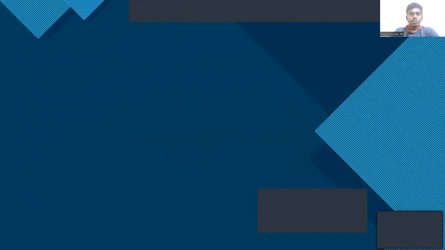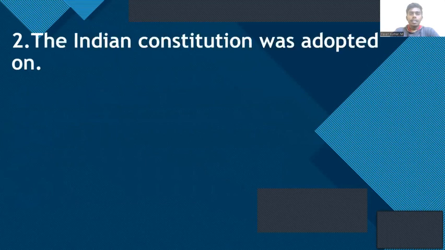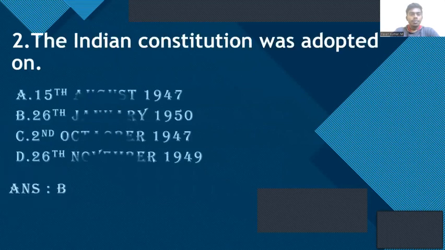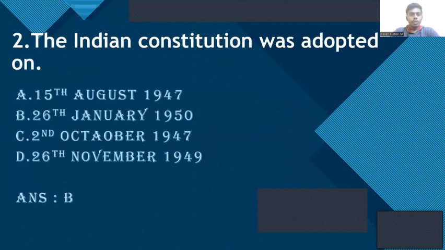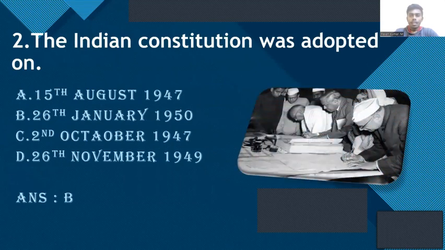Coming to the next question. The Indian Constitution was adopted on: option A, 15th August 1947; option B, 26th January 1950; option C, 22nd October 1947; option D, 26th November 1949. So the answer will be option B, 26th January 1950. Here is a representative picture where the Indian officials are signing the Indian Constitution.